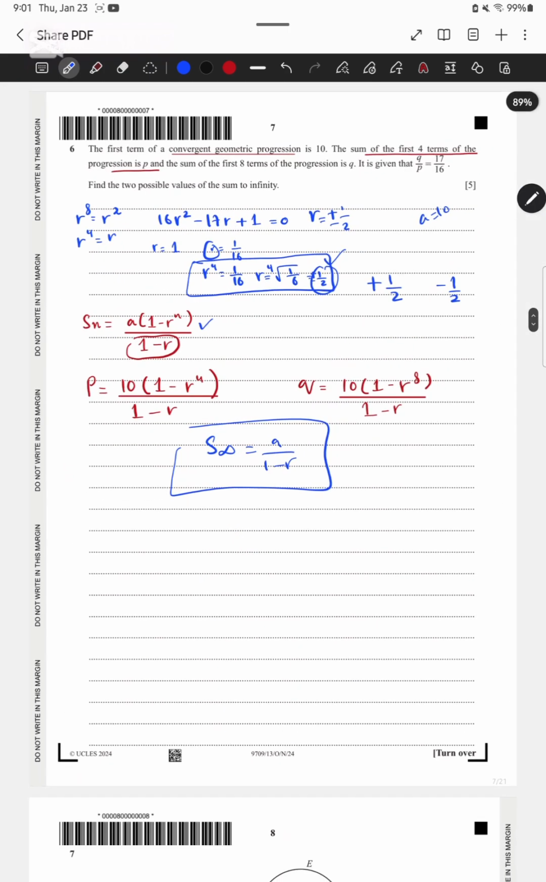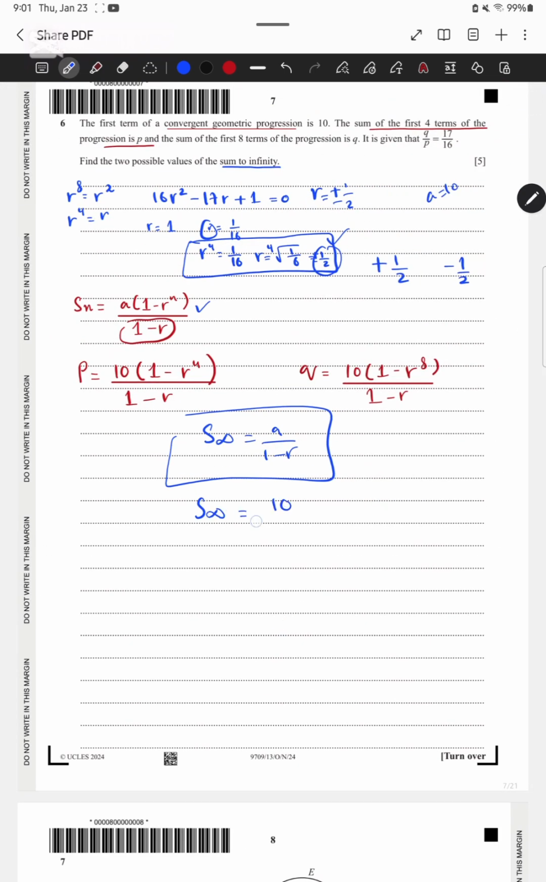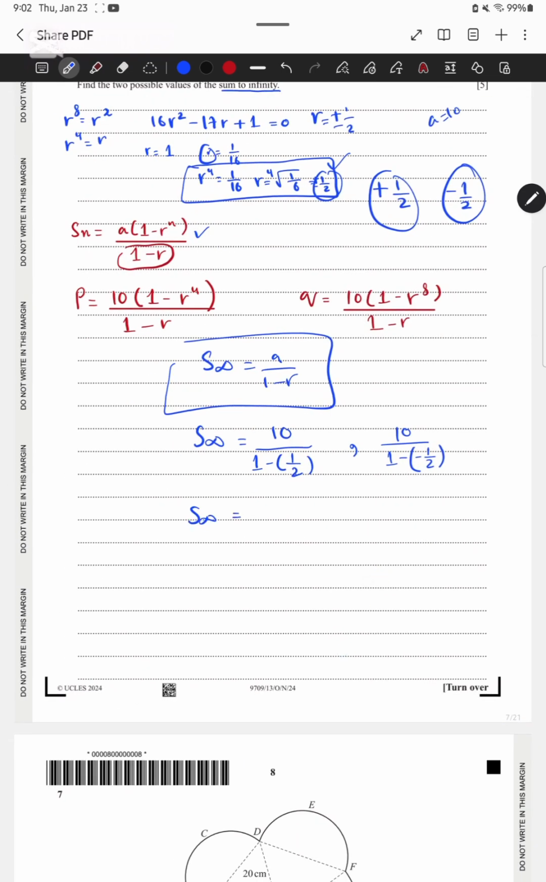The formula to find the sum to infinity is a upon 1 minus r. Here a is 10, and we have two values of r. So 10 upon 1 minus 1 upon 2, and 10 upon 1 minus (-1 upon 2). Here we get two values of our sum to infinity. Let's put it in our calculator. The first value is 20, and the second value is 20 upon 3, which in decimal becomes 6.66.